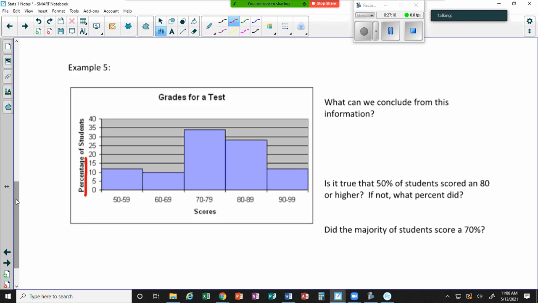These are just your basic observations. Looks like there's more students skewed towards the middle and the upper end than the lower end, right? Which is good if you're giving a test. So is it true that 50% of the students scored an 80% or higher? If not, what percentage did? So what we can do is figure it out by looking at it. This looks like about what percentage from 80 to 89?